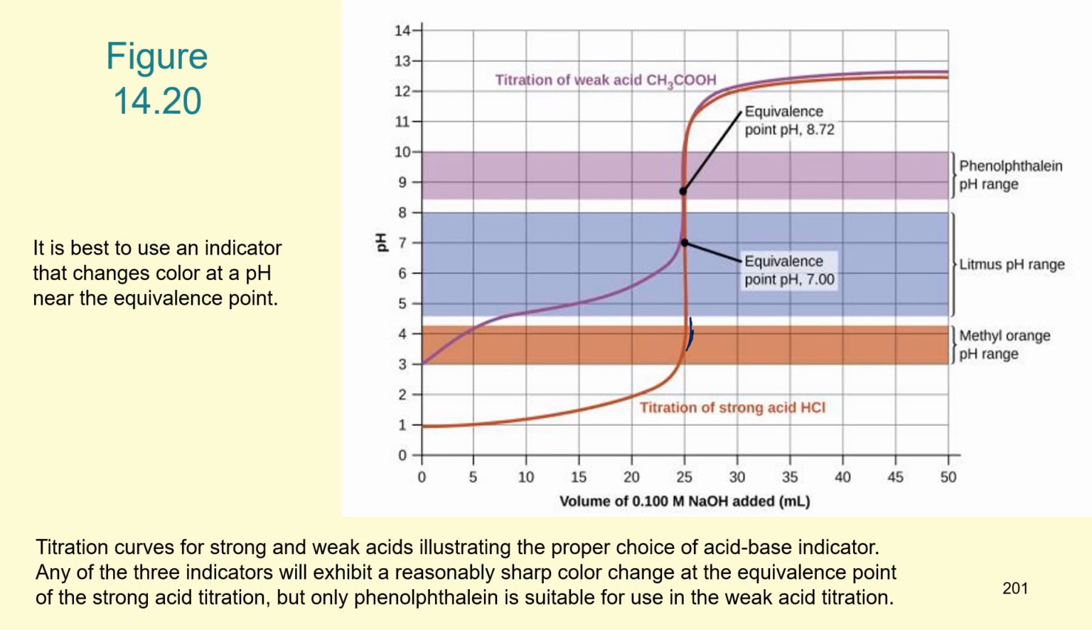So you always want to pick an indicator that changes close to the end point. Now again, the phenolphthalein on the strong acid, strong base is probably okay because it's still sort of in that region, but phenolphthalein would work perfectly for the weak acid, strong base, but methyl orange won't work at all because it changes at too low of a pH. So you have to pick the right indicator.